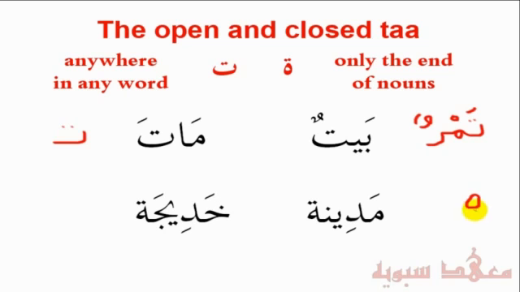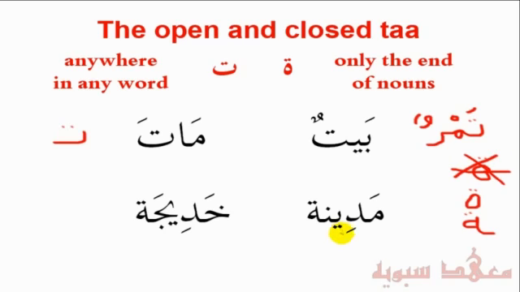Or if it's connected to the second last letter, it's written like this. Now the difference between the ha and the ta marbota is just the two dots at the top. So they're both ta marbotas now. The ha also has the medial form, if you remember the medial form, which is that. Now we said that the ta marbota can never be in the middle of a word. It's always at the end. So you won't find a ta marbota like that. That doesn't occur.